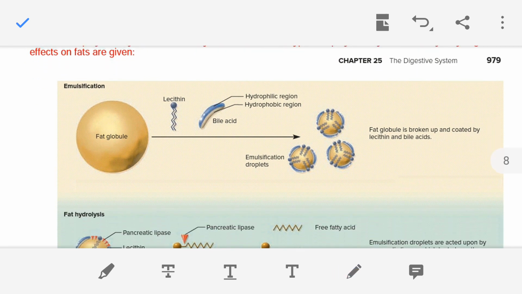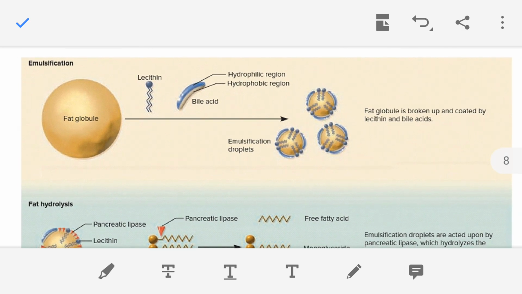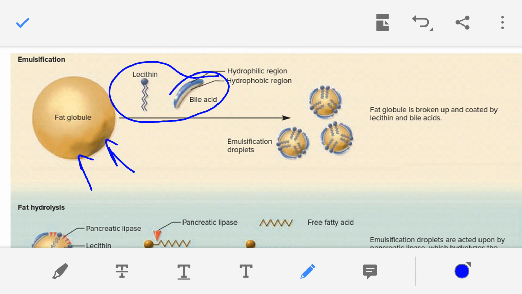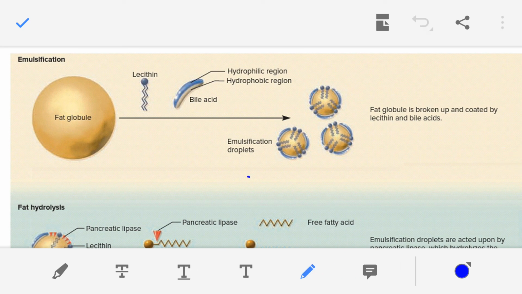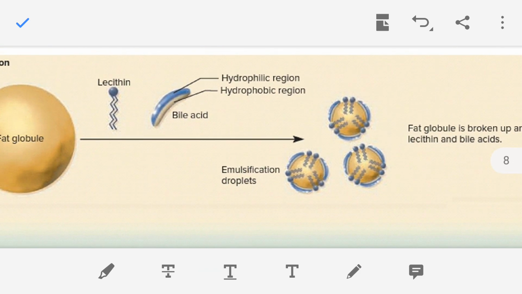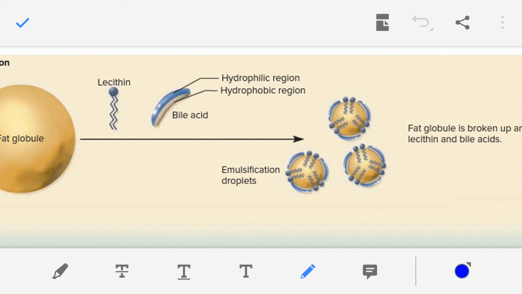Now let's observe this figure and try to figure out the emulsification process. So this is the title: emulsification. Large fat globule. Over here, this one is the bile acid and this one is the lecithin phospholipid. So this bile salt and lecithin break this larger fat globule into smaller fat droplets, and the surface is covered by the bile salt or the bile acids.